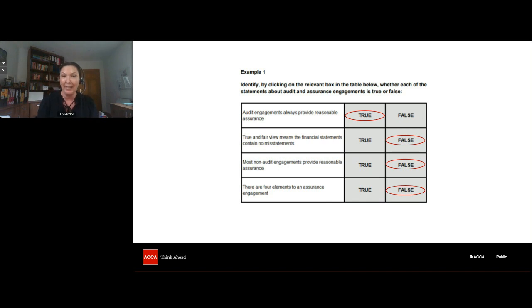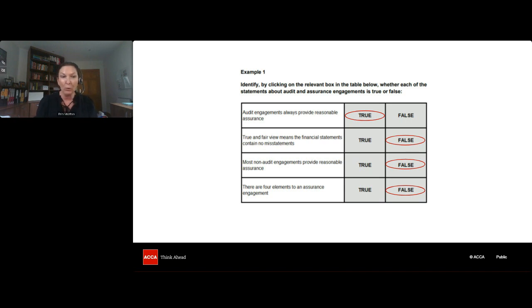If you're carrying out an audit engagement, you need to make sure that you are looking at a high level of detail and you're producing a positive report. So it's always going to be a reasonable assurance engagement, whereas other services are often limited assurance, so they will be slightly different. The next one was true and fair view means the financial statements contain no misstatements. That's false, because from our studies, we know that true and fair means that there's no material misstatements. So there may be some misstatements, but they might be quite small.